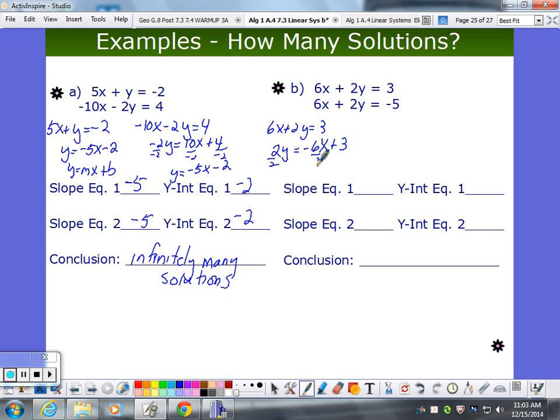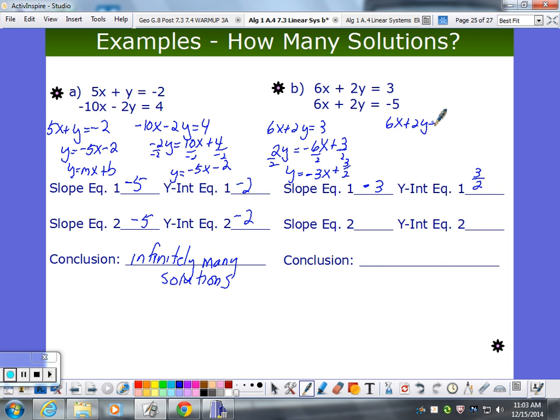Divide everything by 2. So I'm getting y equals negative 3x plus 3 halves. Okay. What's my slope? Negative 3. And y-intercept is 3 halves. Okay. I'm glad I don't have to graph this, right, Ryan? This one's not as easy to graph. So let's see what's going on with this one.